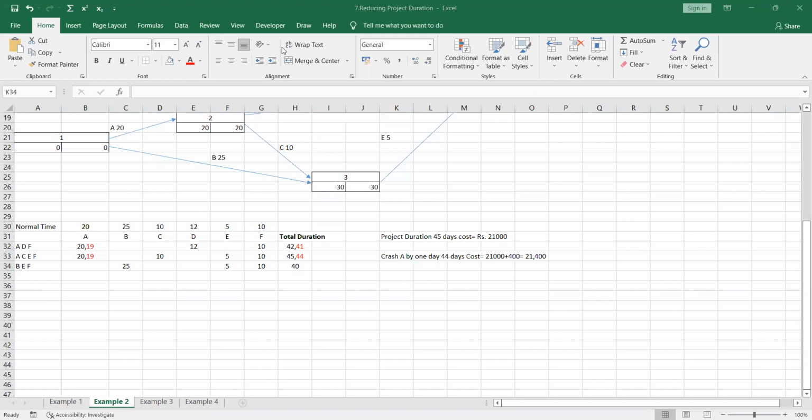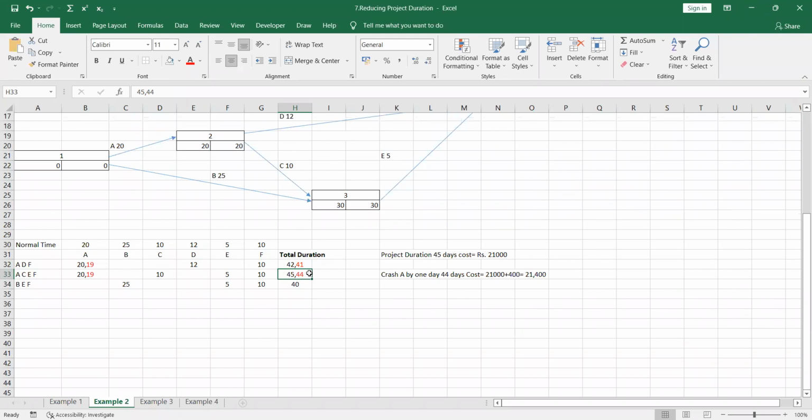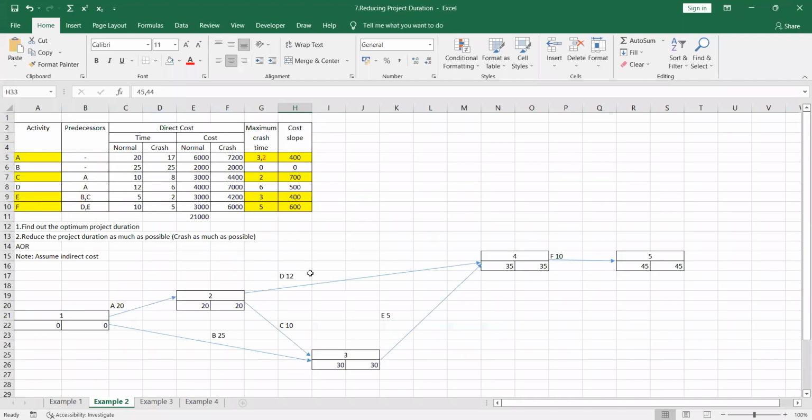Very good. So we have now done this for the activity. We have crashed activity A by 1 day. The critical path is still ACEF, because it has the longest duration. So now we are going to see which activity we are going to crash again.